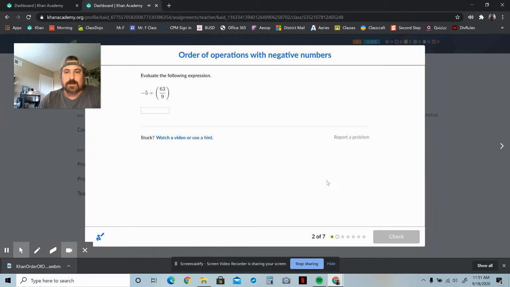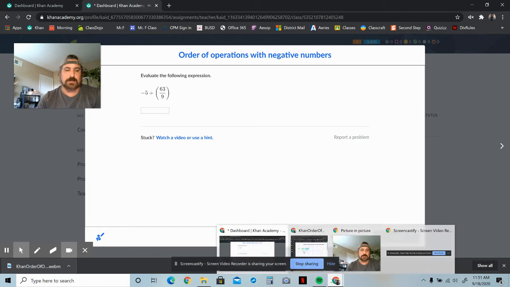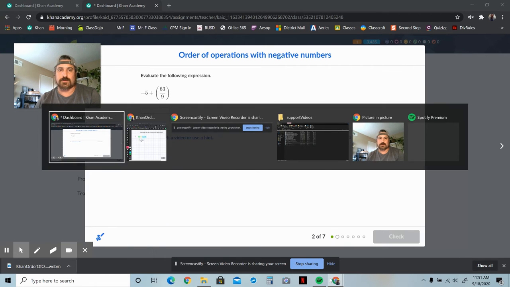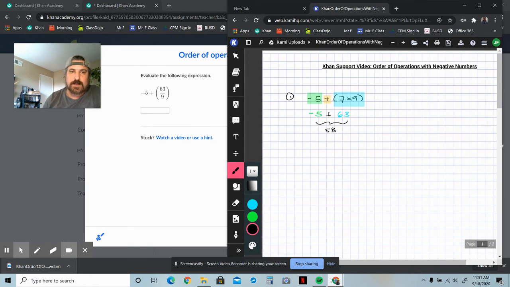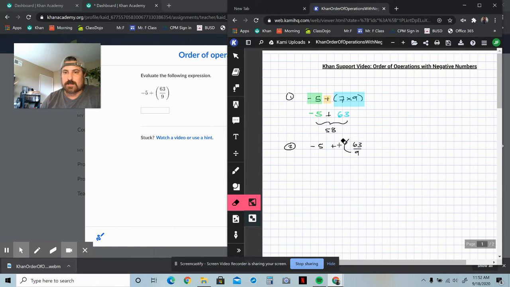Let's do the next one. This one says negative 5 plus the quantity of 63 divided by 9. Another pretty easy one. You've got a negative 5, and you're adding to that the quantity of 63 on top and 9 on bottom. And that looks a little messy, so let's clean that up a little bit.